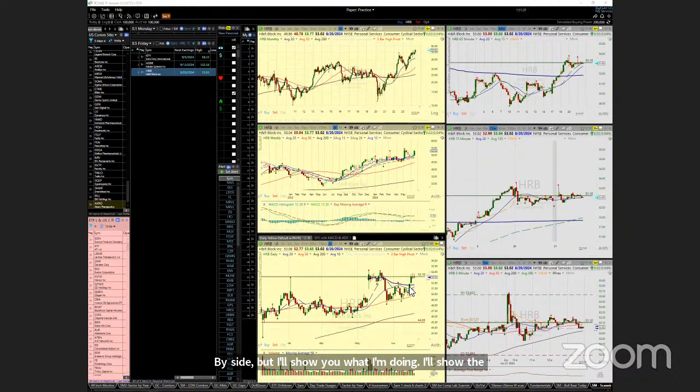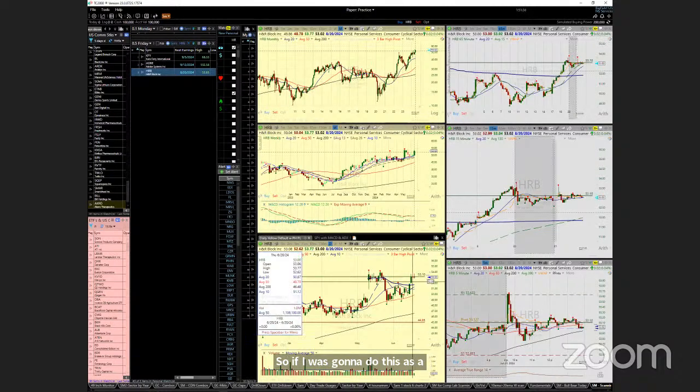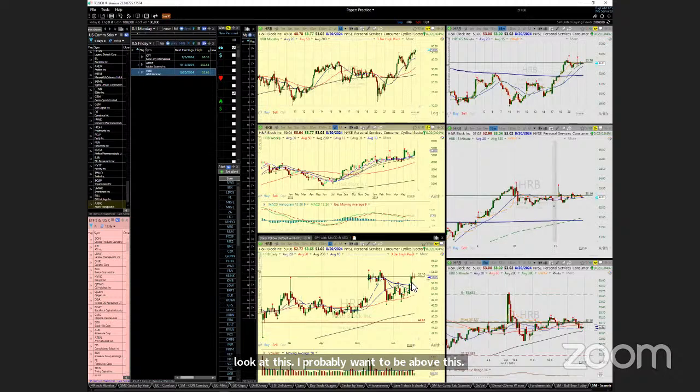So if I was going to do this in the evening, I would look at this. I'd probably want to be above this. So 53.77. I'd probably go 54.10 as a trigger on that.